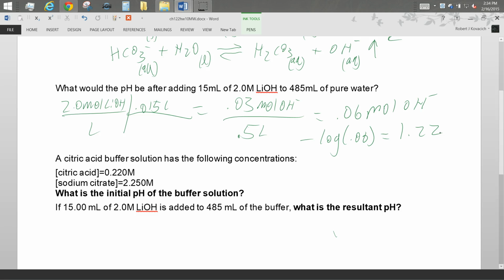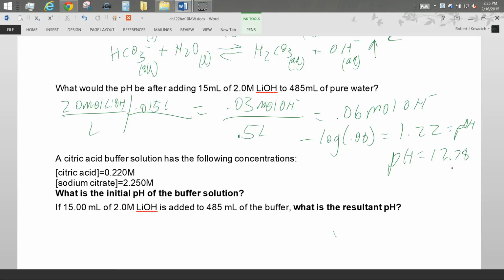I calculated the pOH. How do I know that this is the pOH? Because I added base, so I just took the calculation of the thing that came off, which was the OH, so that's my pOH. So then my pH is going to be equal to what? 12.78. So is that a big change in pH? It was 7, now it's almost 13.